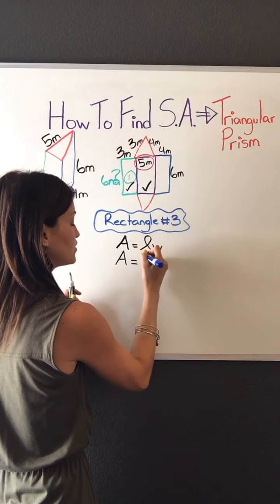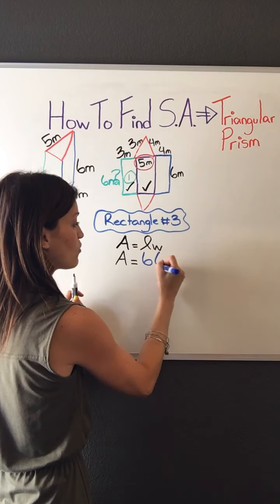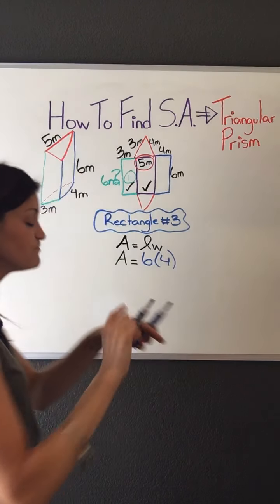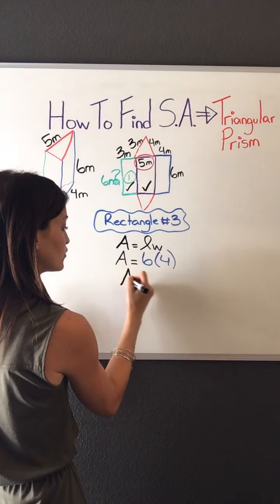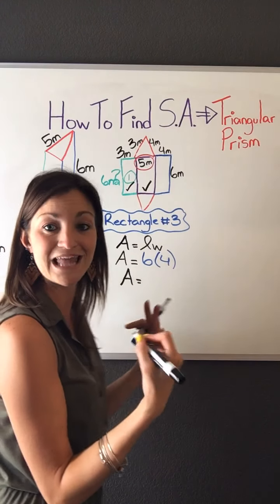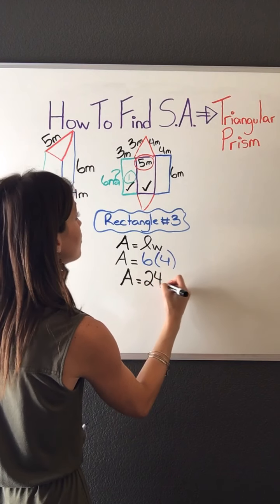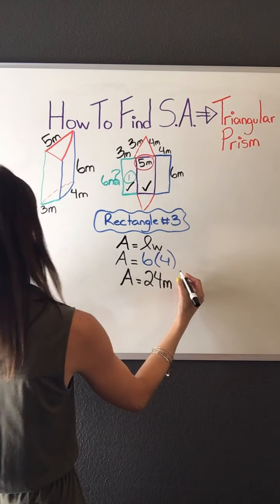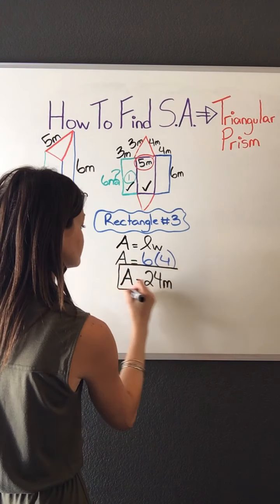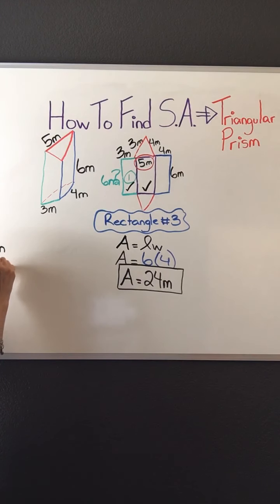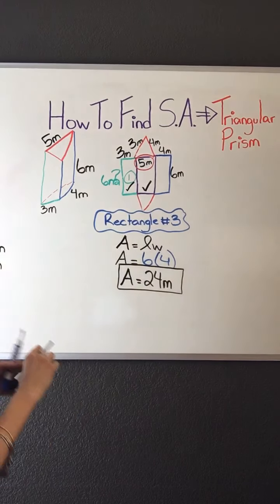So for the length, we're going to do 6 times 4. Once again, it does not become 64, it's 6 times 4. So the area of our third rectangle, or our third and last lateral face, is going to be 24 meters, okay? And once again, I'm going to write this off to the side, just so that I have it for later, so that I can erase.